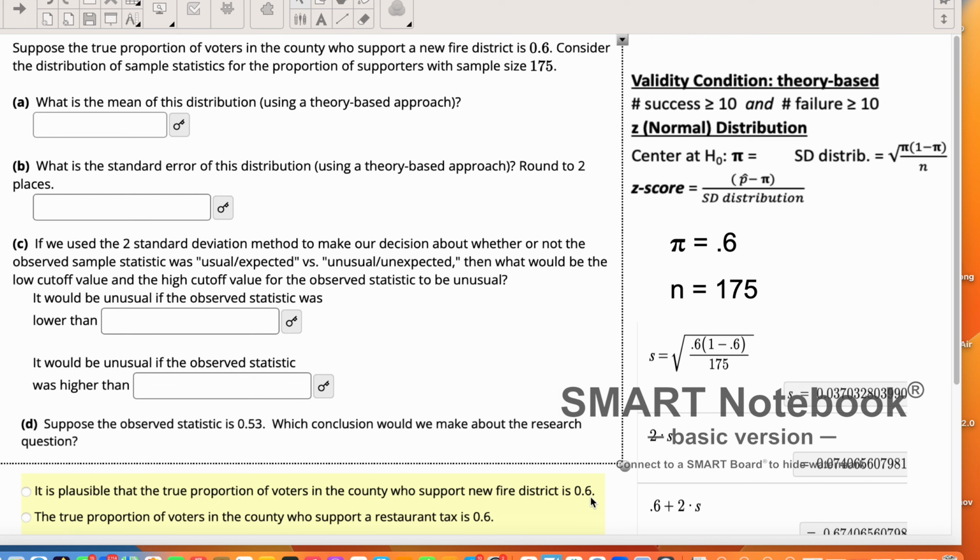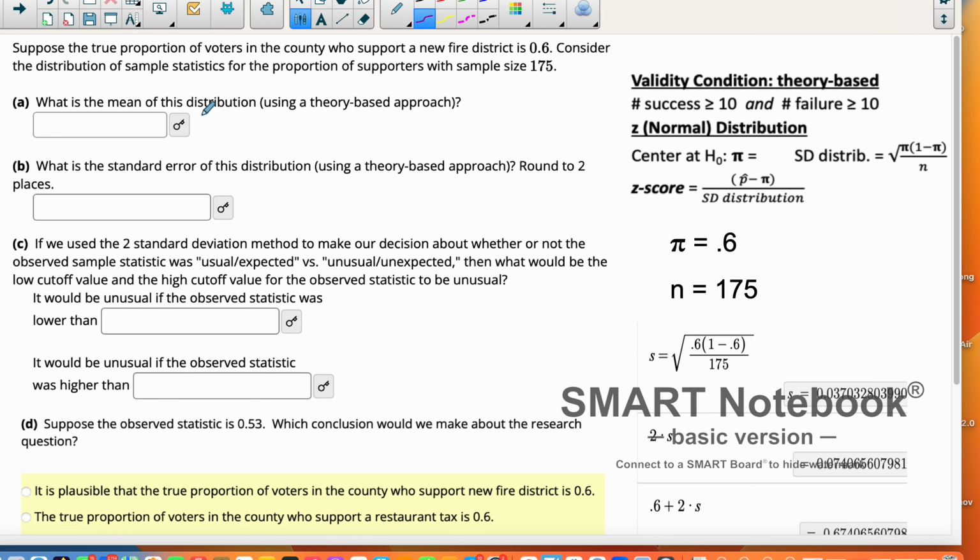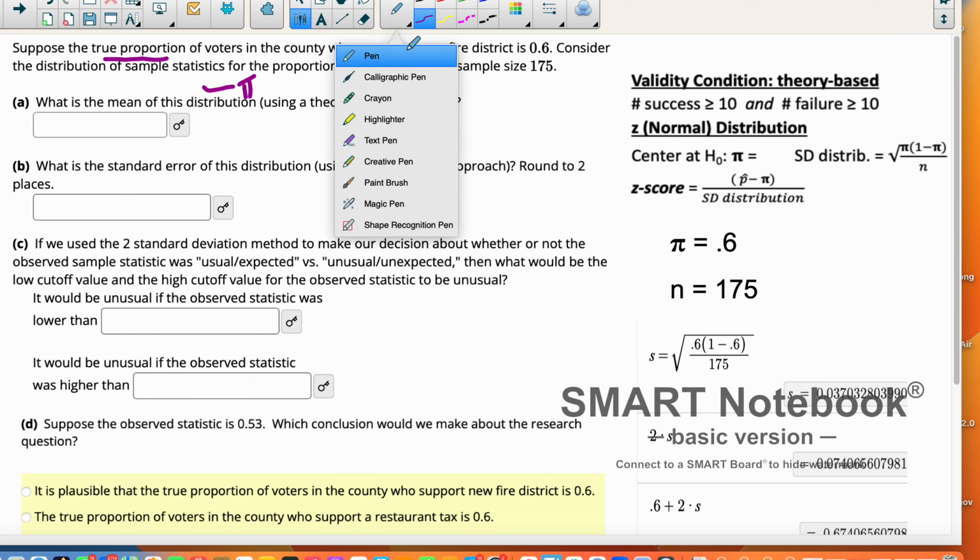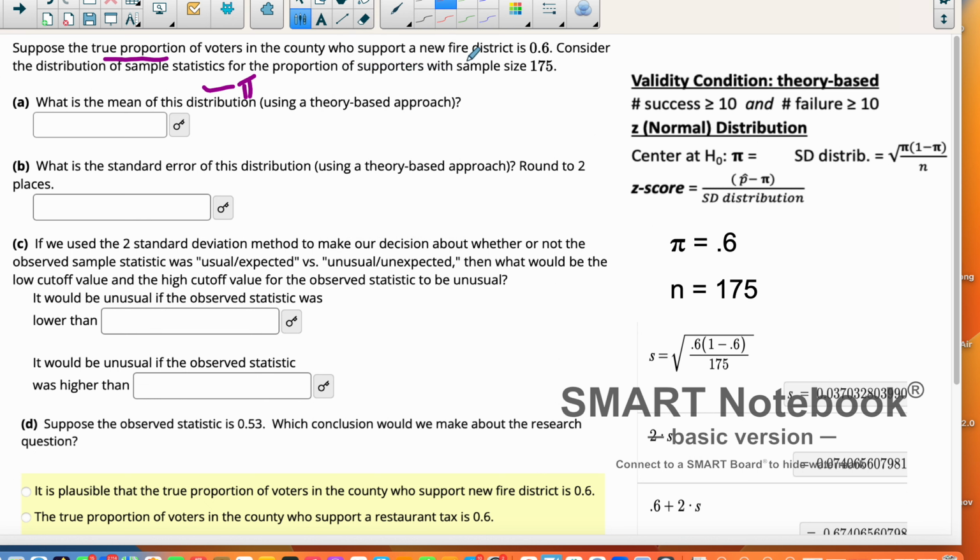All right, everyone, here's an example from the section 4.1 homework. It says, suppose the true proportion of voters. True proportion means pi. The true proportion of voters in a county who support a new fire district is 0.6. So what that tells me is pi equals 0.60.